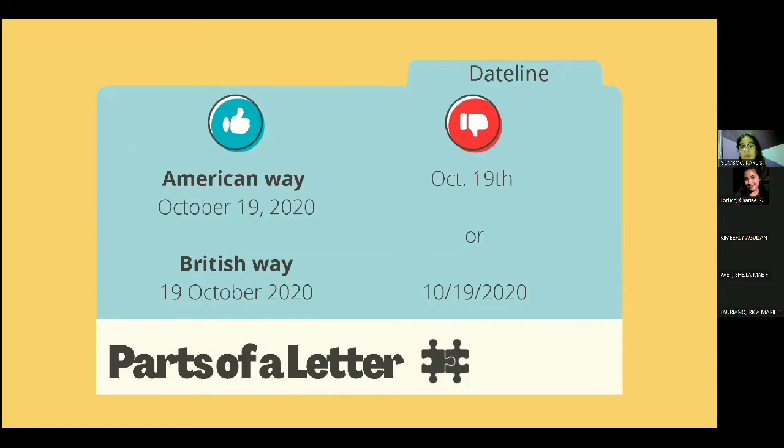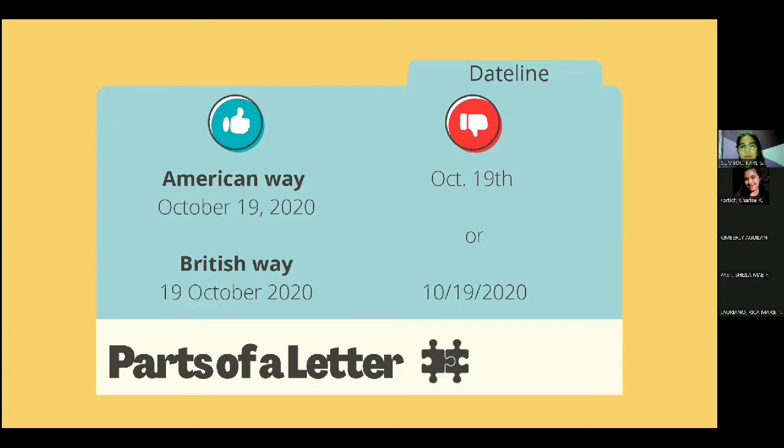Date line. It is when the letter was written. There are two different ways of writing the date, which is the American way, that is month, day, year. The month appears before the day. And the British date format is day, month, year. The day appears before the month. While it is expected in a business letter not to abbreviate the month, as it should be written out, and the month should not be written through numerals.